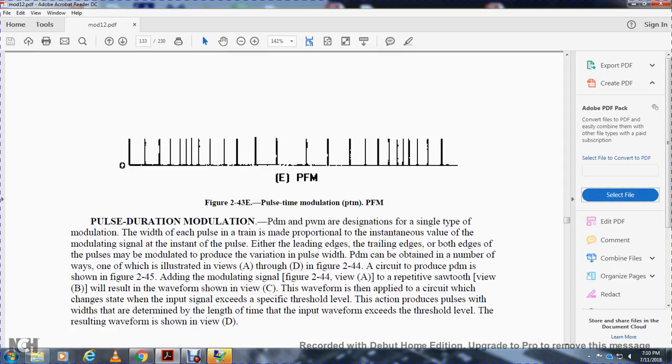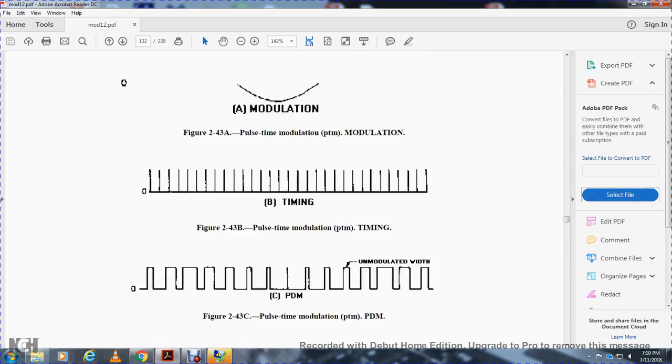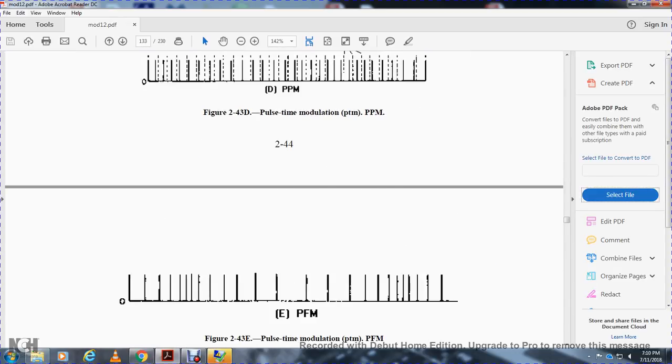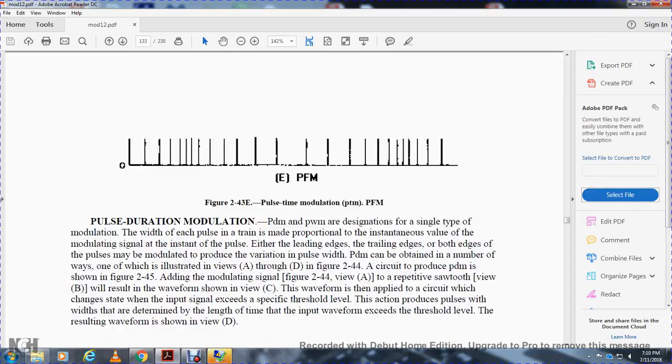Pulse duration modulation. Pulse duration modulation, or pulse width modulation, is a single type of modulation in which the width of each pulse of the train is made proportional to the instantaneous value of the modulating signal. Either the leading edge or the trailing edge of the pulse must be modulated to produce the variation in pulse width.